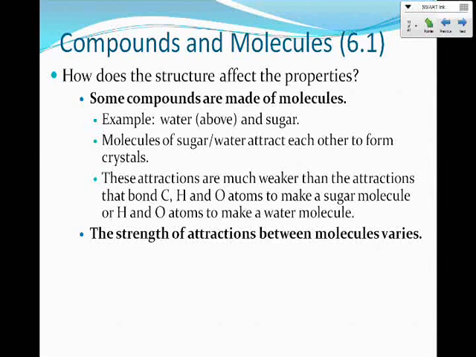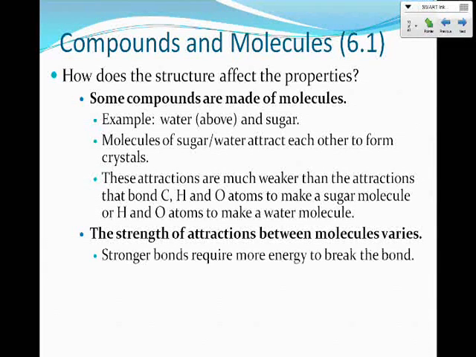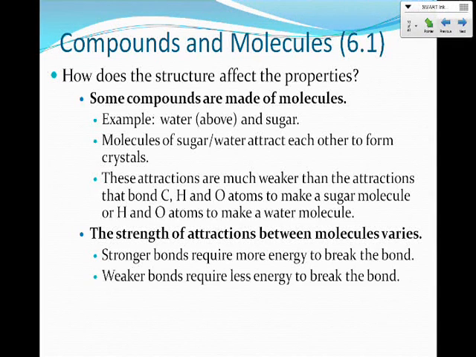Another thing to make sure you know about molecular structures, a lot of times it's between carbon, hydrogen, and oxygen atoms. And those are all nonmetals, and so it creates a weaker structure because they're all nonmetals. When you have a nonmetal and a metal together, like sodium chloride, like we discussed earlier, it makes a stronger bond because of that attraction. So the strength of attractions between molecules varies. And we've talked about this. Stronger bonds require more energy to break the bond. Weaker bonds require less energy to break the bond.